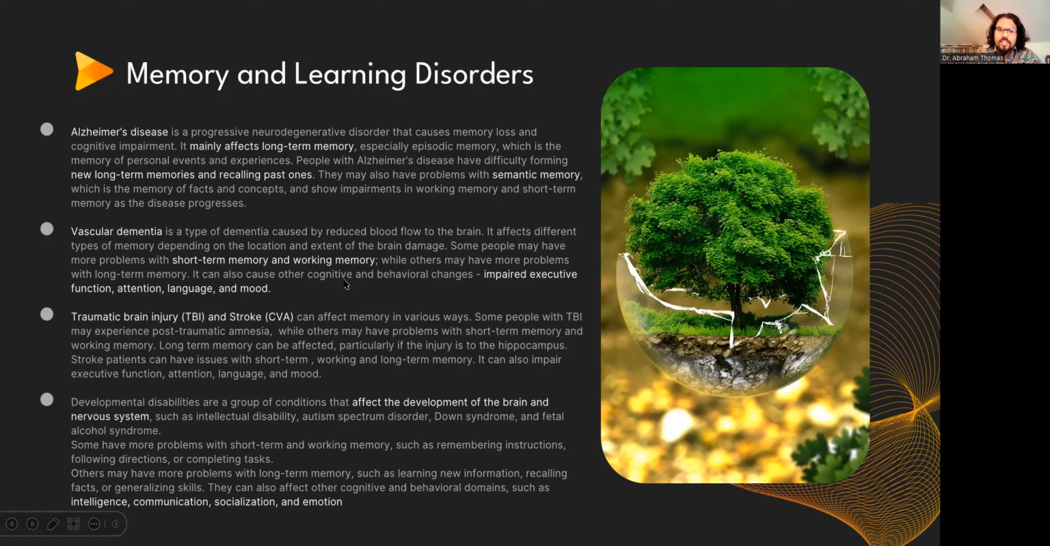Vascular dementia, on the other hand, is a kind of dementia caused by reduced blood flow to the brain, for example, from cardiovascular disease or strokes, etc. It affects different types of memory depending on location and extent of the brain damage, of course. Some people have more issues with short-term memory and working memory, while others have problems with long-term. It can also cause other cognitive and behavioral changes, impaired executive function, for example, attention, language, mood.